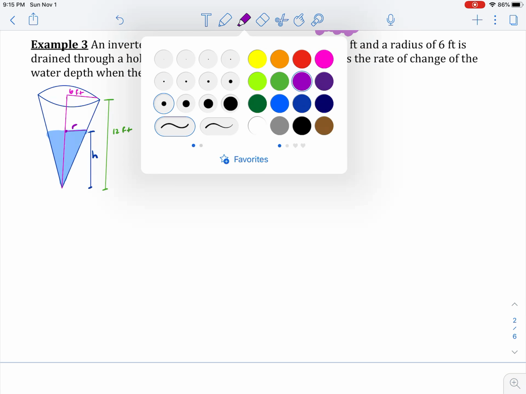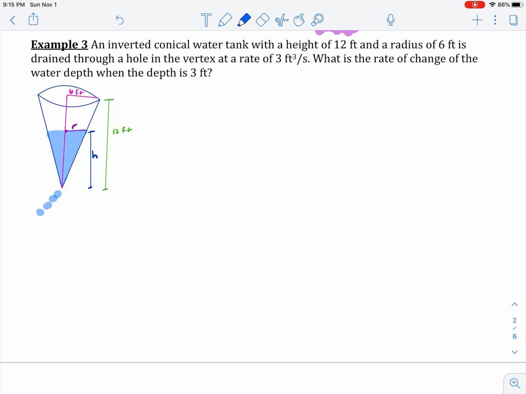Good. So I've got a picture here of an inverted conical water tank, and we know that it is seeping out through the vertex. So the water level is draining there. All right. So we've got 12 feet high and a radius of 6 feet, and it's drained through a hole in the vertex at a rate of 3 cubic feet per second. So we know that dV/dt is equal to, maybe negative 3 cubic feet per second, right?